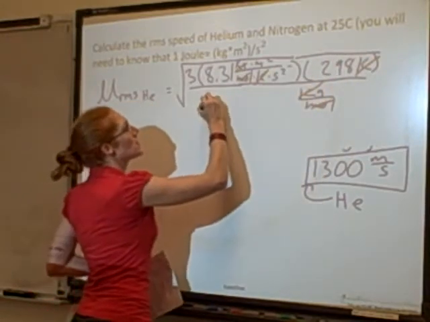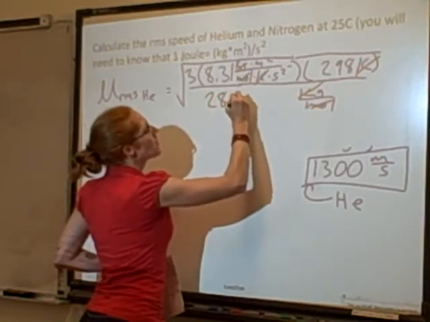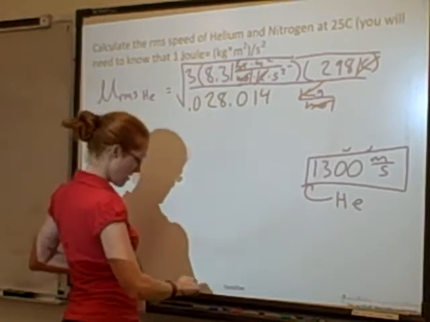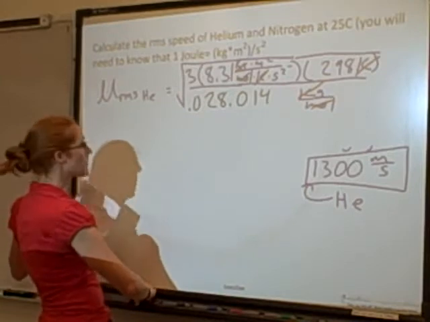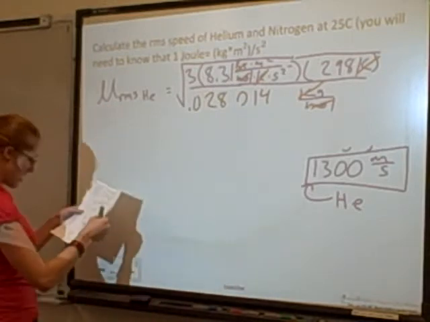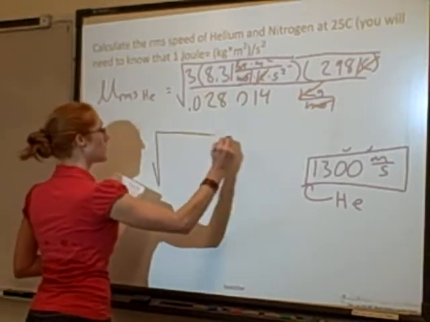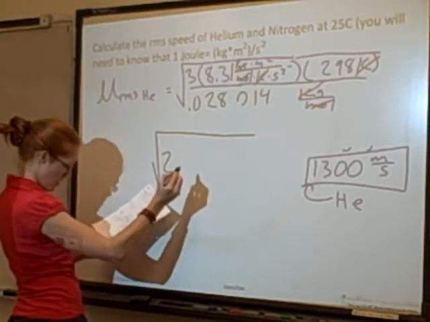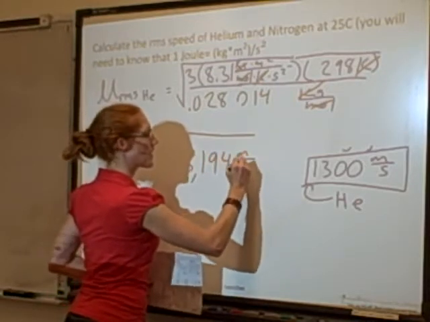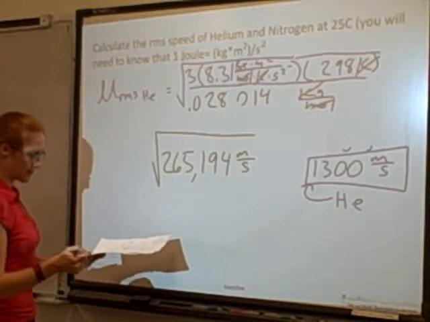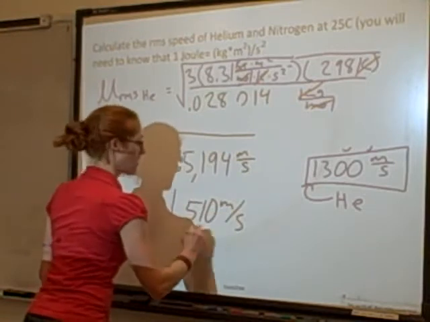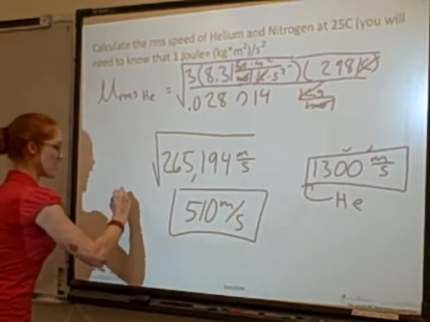And the nitrogen is going to be 28.014, but it's kilograms, so it's really going to be 0.028014. Yes. Okay. So when you type that in, so I do this whole thing, before I square root it, I ended up with the square root of 265,194 meters per second. And when I square root that, and rounded to 2 sig figs, I got 510 meters per second.